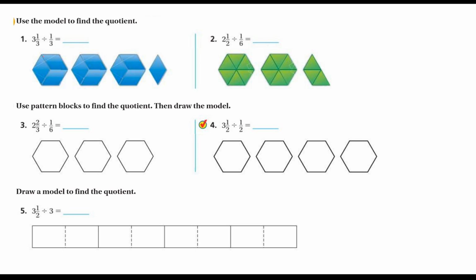So 3 1/3. Here we have 1 whole, 2 wholes, 3 wholes, and then 1/3 of a 4th one divided by 1/3. So what this is asking is how many 1/3 are there in 3 1/3? Well, it's already broken those up for us. So there's 1/3, there's 1/3, here's 1/3.